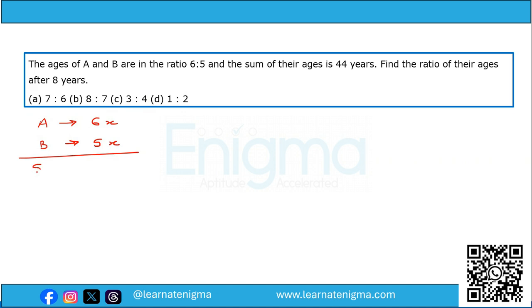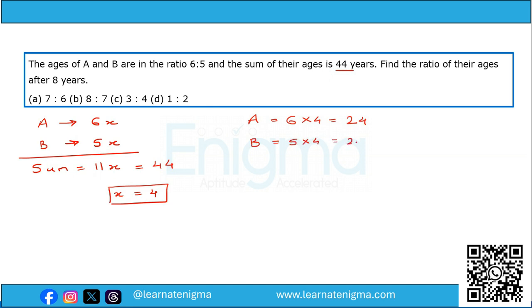The sum of their ages, therefore, comes out to be 11x. But it is given to us that the sum of their ages is 44. So we can equate 11x to 44, and therefore x comes out as 4. So therefore A becomes 6 into 4, that is 24, and B becomes 5 into 4, that is 20. Now these are their present ages.